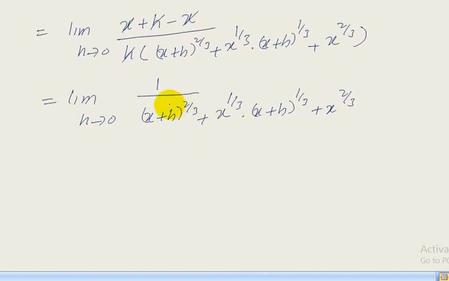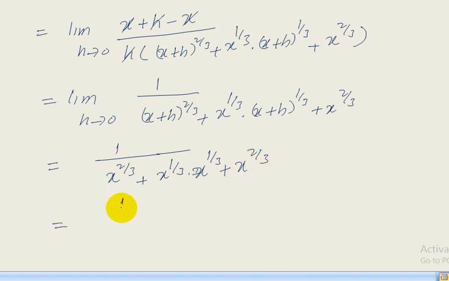Now we can apply this limit. By applying this limit, it becomes x raised power 2 upon 3 plus x raised power 1 upon 3, as h is equal to 0, plus x raised power 1 upon 3 into x raised power 1 upon 3, this is our product, plus x raised power 2 upon 3.